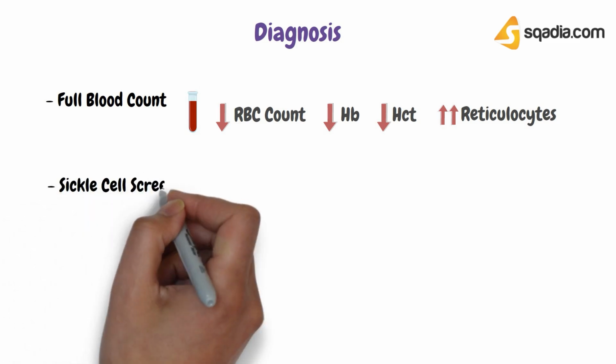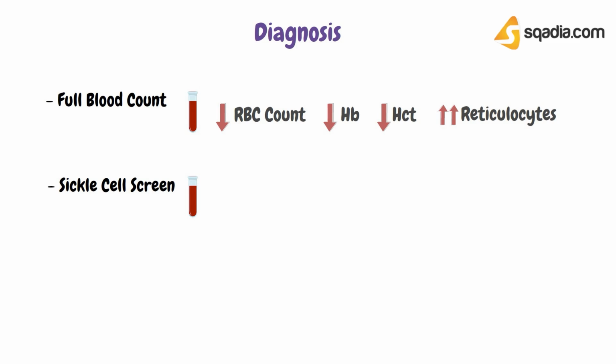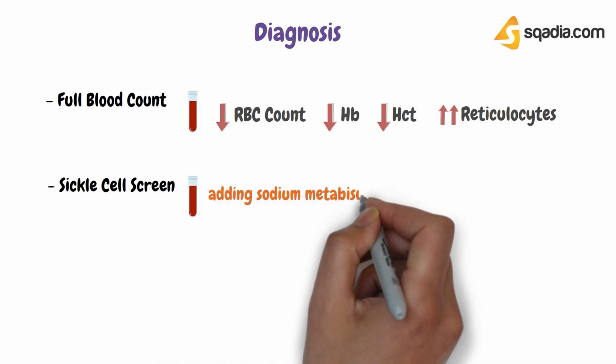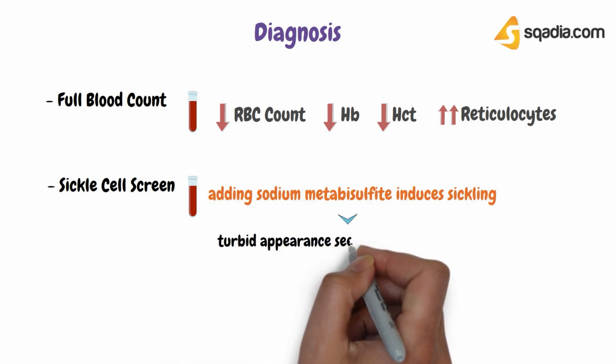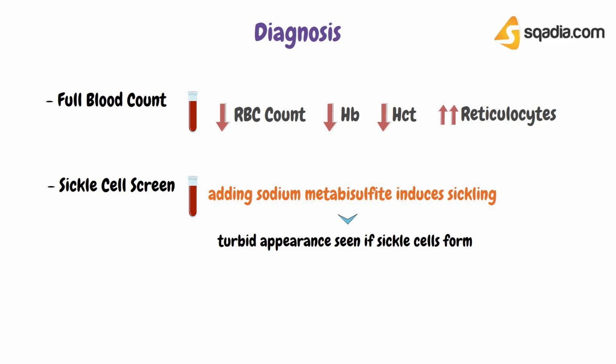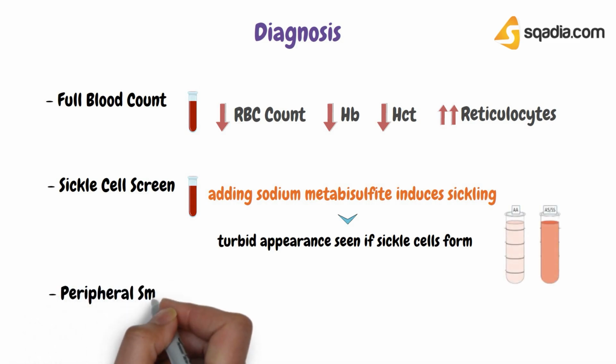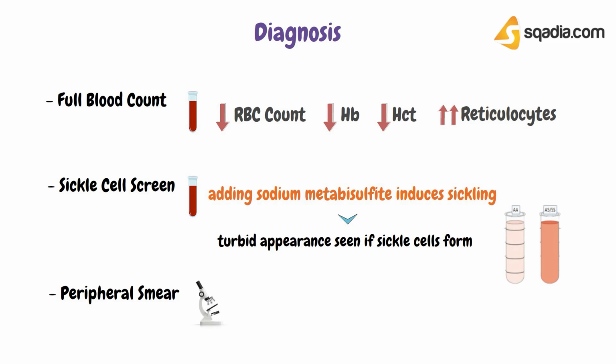Then we can also do a sickle cell screen. Here, what we do is that we add sodium metabisulfite to a test tube containing blood, and that creates an oxygen deficient environment by reacting with the oxygen. And an oxygen deficient environment is supposed to induce sickling if hemoglobin S is present inside the test tube. And if sickling occurs, you can see that the test tube becomes turbid in appearance, such as here. Then we can also do a peripheral smear where we can look at the sickle cells under a microscope.